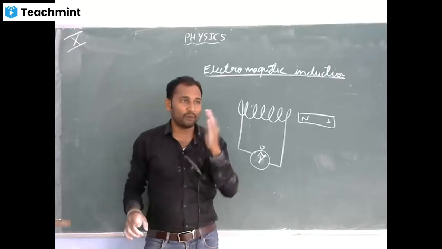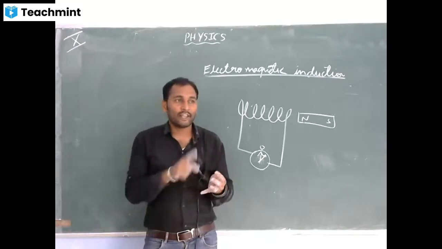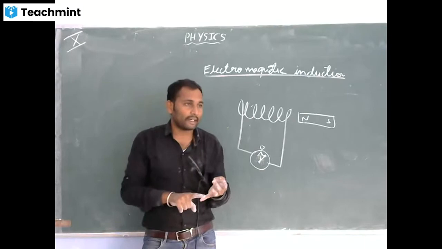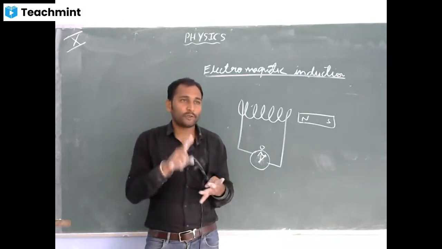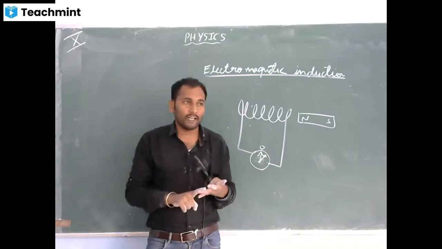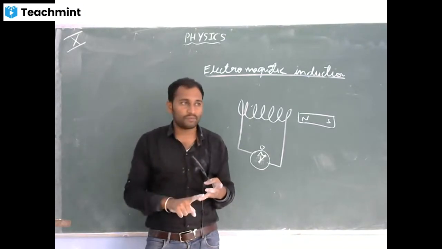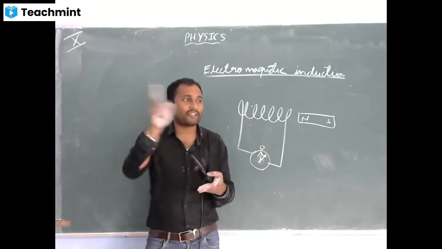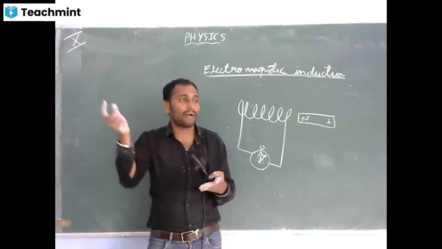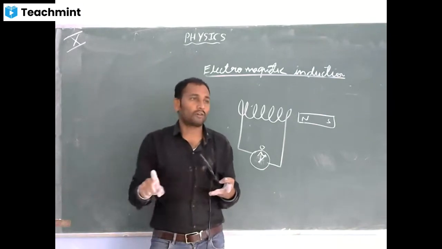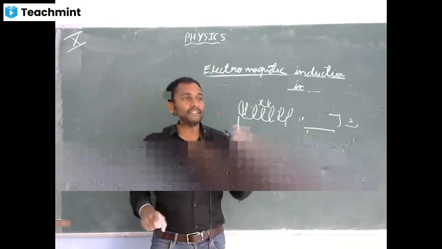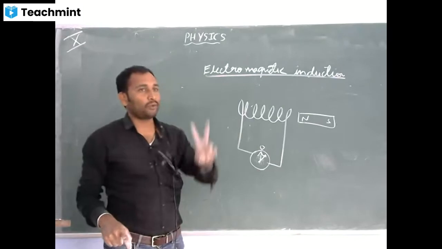Clear? So by doing this, what you are getting is, if you increase the strength of the magnet, the induced current will be more. If you increase the number of turns of the coil, the induced current will be more. If you increase the speed with which the magnet moves inside the coil, the induced current will be more. Clear? On this basis, Faraday gave two laws.